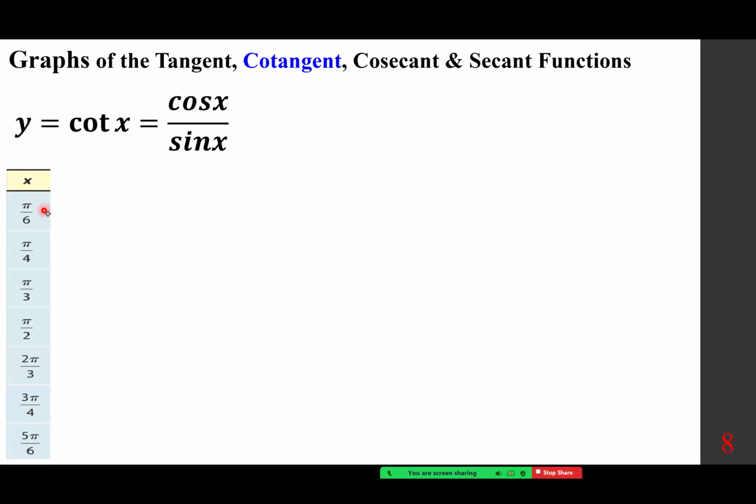Pi over 6, cotangent is square root of 3. Pi over 4 is 1. Pi over 3 is square root of 3 over 3. Pi over 2 is 0. 2 pi over 3 is minus square root of 3 over 3. 3 pi over 4 is the same as pi over 4, but negative, because in the second quadrant it is negative. So negative 1. 5 pi over 6, the same as pi over 6, square root of 3, but negative in the second quadrant.